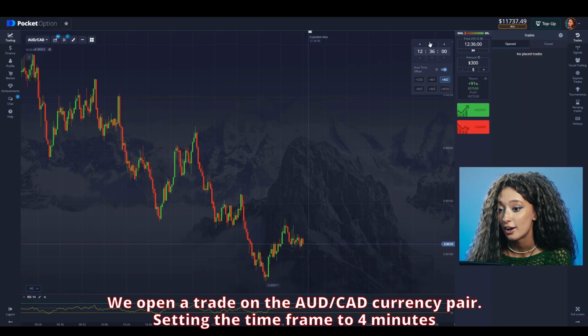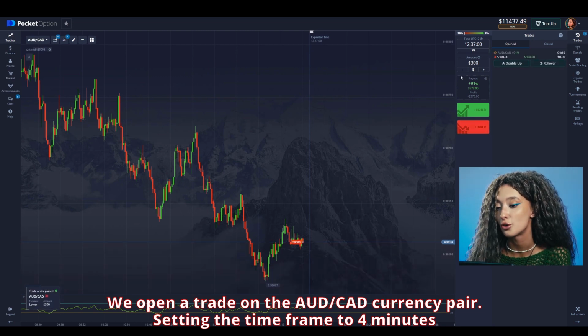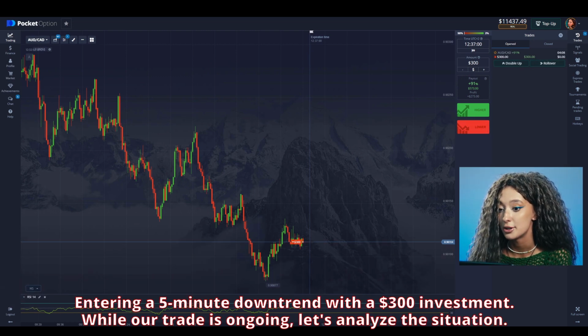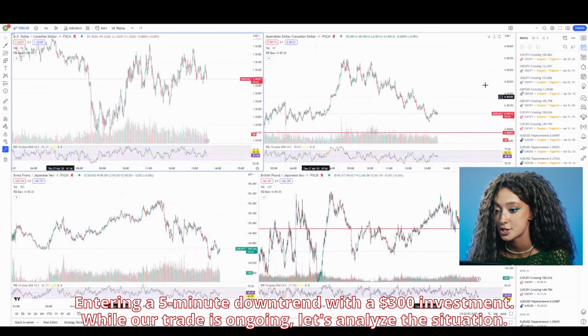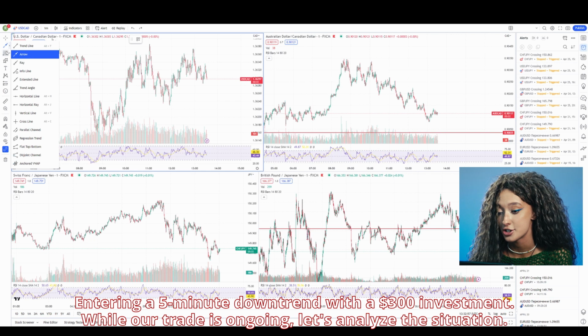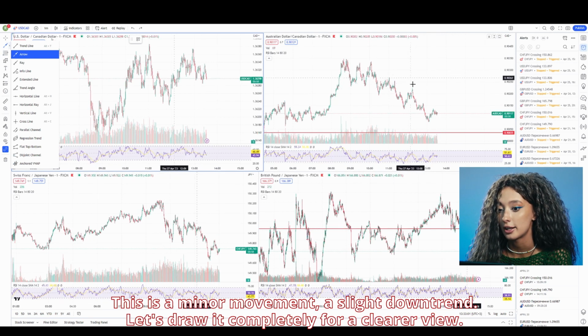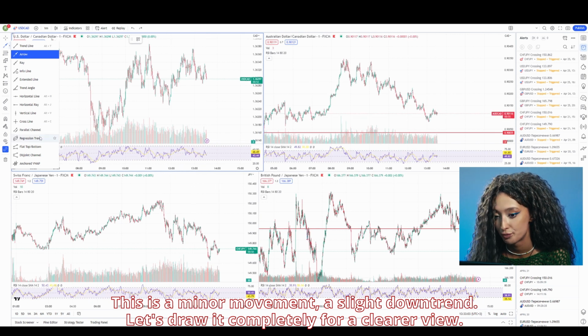We open a trade on the AUD/CAD currency pair, setting the time frame to 4 minutes, entering the 5-minute downtrend with a $300 investment. While our trade is ongoing, let's analyze the situation. This is a mirror movement, a slight downtrend. Let's draw it completely for a clearer view.